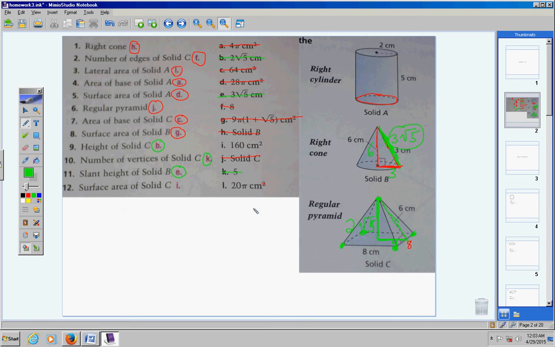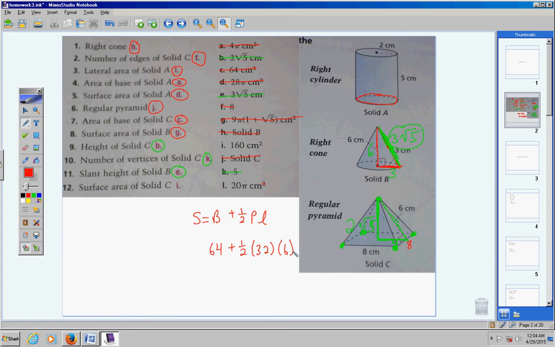12, the surface area of the solid C. So in other words, we're going to find the surface area of this regular pyramid. Okay? Now the formula I gave you for finding the surface area of a regular pyramid is this. Do you remember? Capital B for area of the base plus 1/2 perimeter of the base times the slant height. Okay? So here we go. The area of the base is easy. 64. 8 times 8. The perimeter of the base would be 8 times 4. 8 plus 8 plus 8 plus 8. 32. And then the slant height would be 6. They gave that to us.